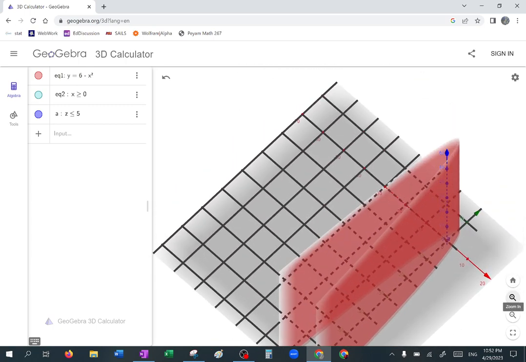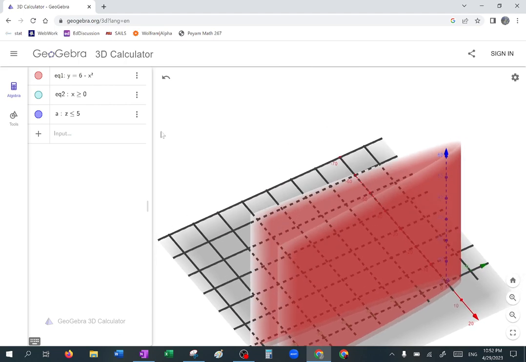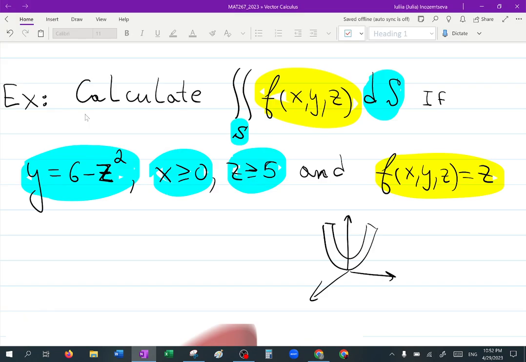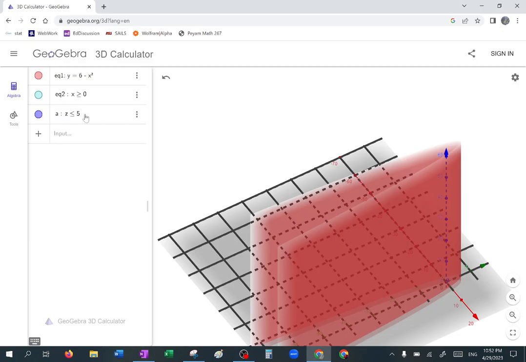So here's the picture, and it's not going infinitely because x and z have bounds. X is bigger than or equal to 0, so only positive from 0. Z is less than or equal to 5. This is what I wrote here. Oh, see, I made a mistake. Z should be restricted up until 5.